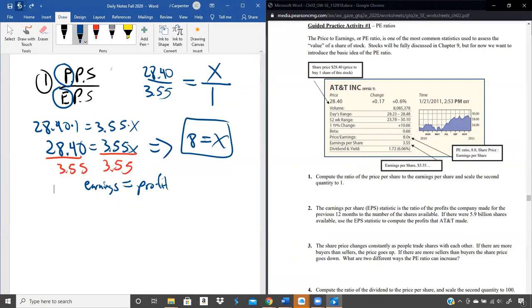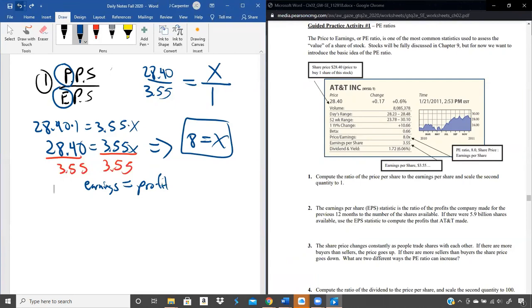So the earnings per share is the ratio of the profits, aka earnings, the company made for the previous 12 months, for the previous year. That 12 months is not going to have anything to do with the problem, to the number of shares. Profits are earnings, shares are shares. So we're doing profits divided by shares, or earnings divided by shares. The word per means the second thing is in the bottom. If there were 5.9 billion shares available, use the EPS statistic given to compute the profits that AT&T made.